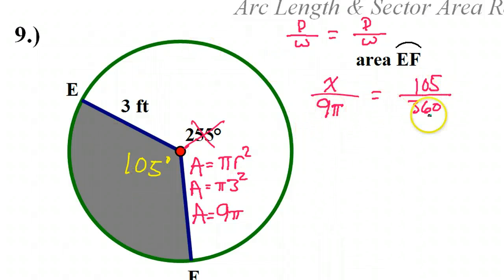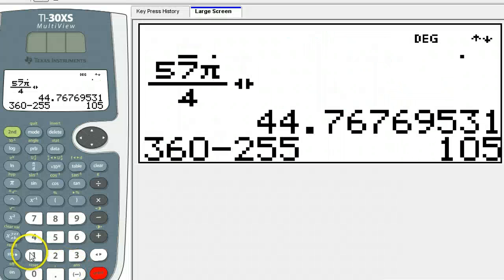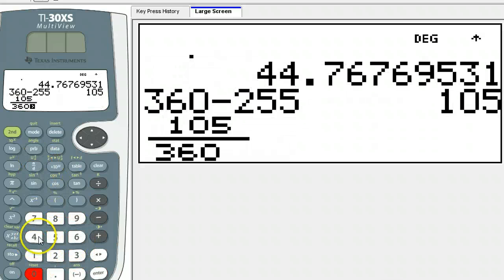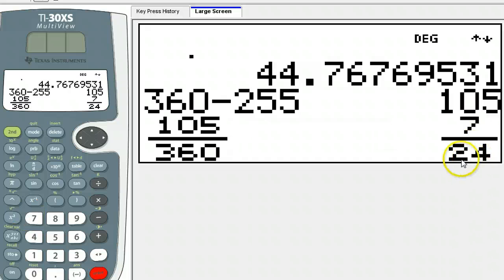It's time to cross multiply and such. 105 over 360, I like to reduce it. 105 over 360 is 7/24.